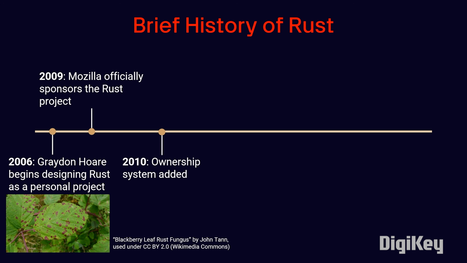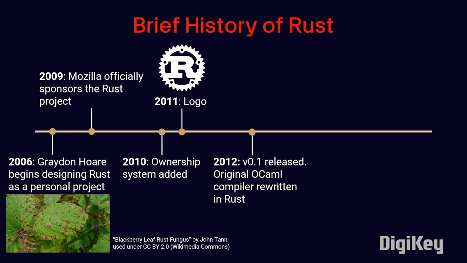This is something we'll examine in depth in a later video, as it can be tricky for newcomers. The official Rust logo, an R surrounded by a bicycle chainring, was designed in 2011. The original Rust compiler was written in OCaml. By 2012, the team had fully rewritten the compiler in Rust, which makes it a self-hosted compiler. This coincided with the version 0.1 release of Rust.